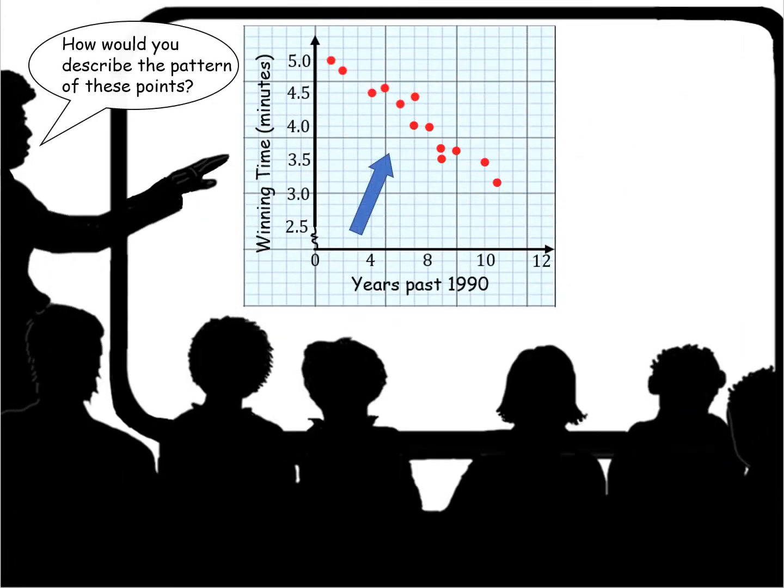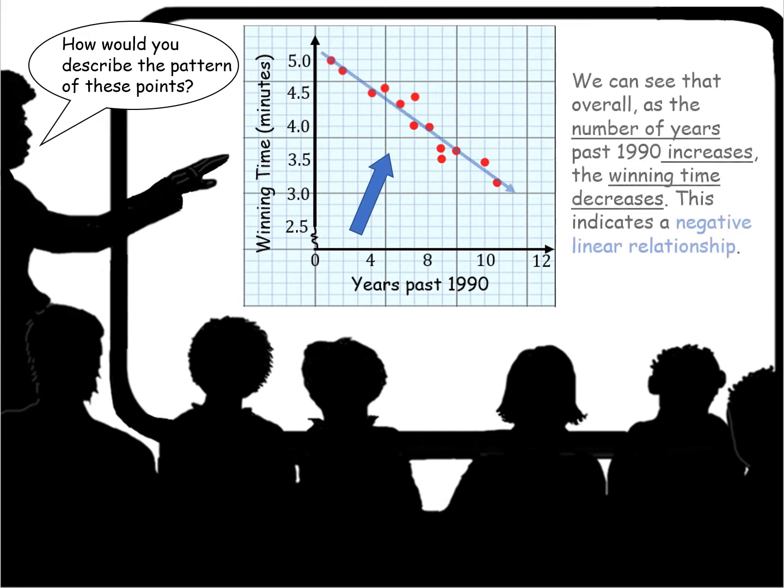Now take a look at this graph of data points. It's a scatter plot. And what do you see is happening here? Well, as the winning time in minutes gets lower, those are the years past 1990. So 4 years past 1990, or 1994, it looks like there certainly was a faster winning time, perhaps this was a race of sorts. And if we go to 1998, 8 years past 1990, the time has gotten even smaller, so it's faster.